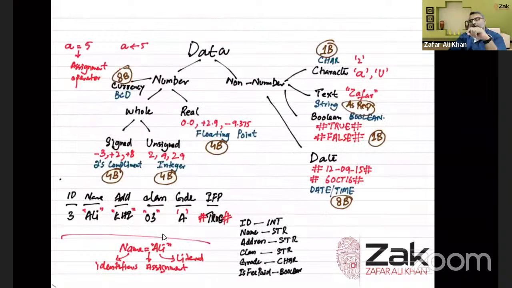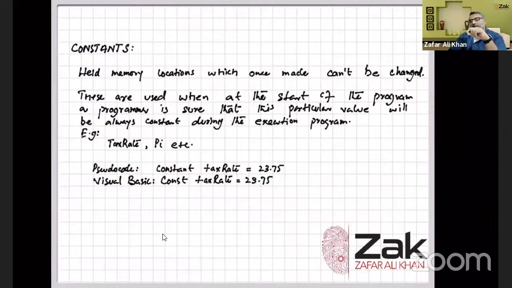Then comes constants. A constant is basically a value which you never mean to change. It is a value which is fixed, and it is fixed by either the environment or yourself. Like pi, 3.142, it is decided, and no one ever means to change it.